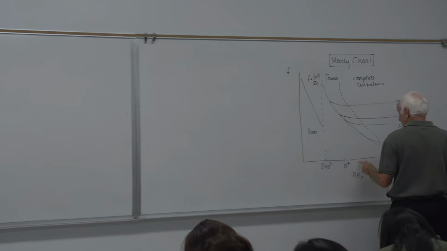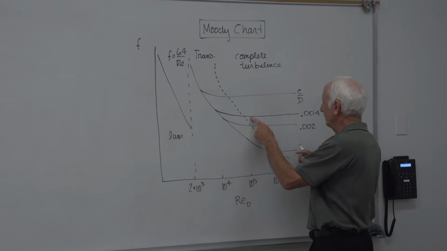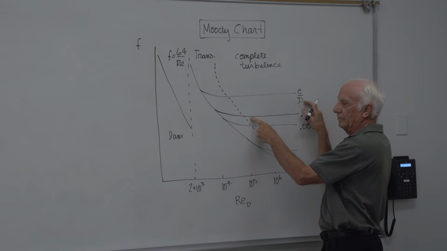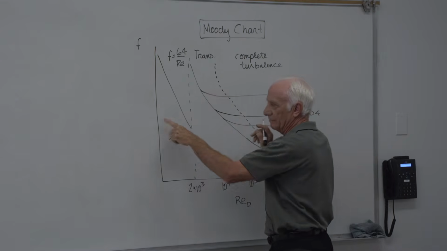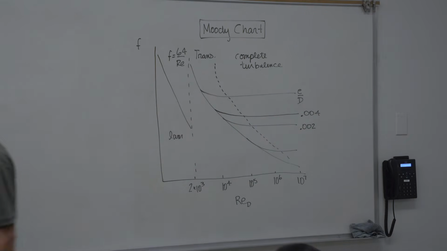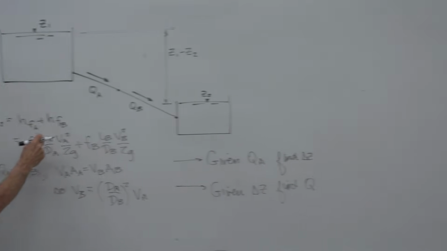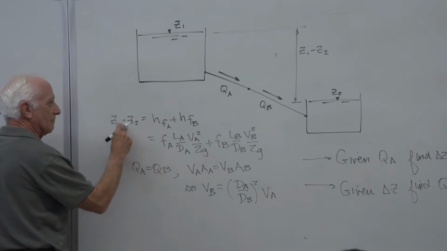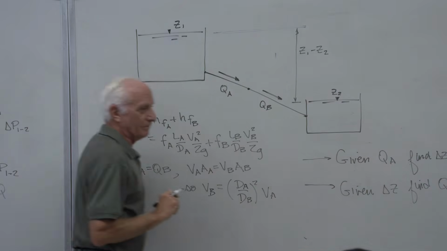I go to the Moody chart. At that Reynolds number, I go vertically up until I get to the line labeled the correct value of relative roughness. E is roughness, D is pipe diameter. I go horizontally across until I find the F. So now I know FA and FB. I put FA and FB in this equation, and I know L's and I know D's. I solve for delta Z. Now I know delta Z. End of problem.